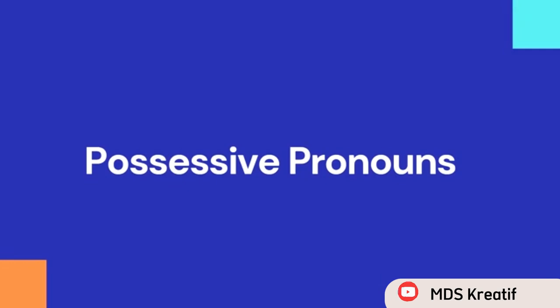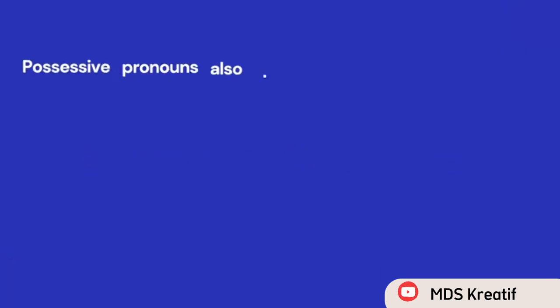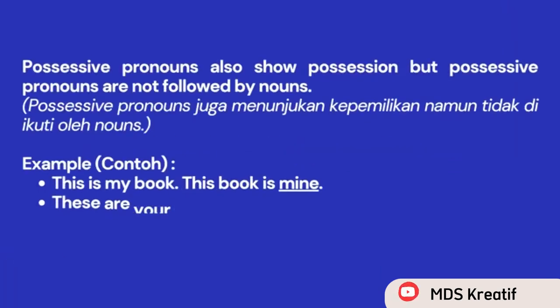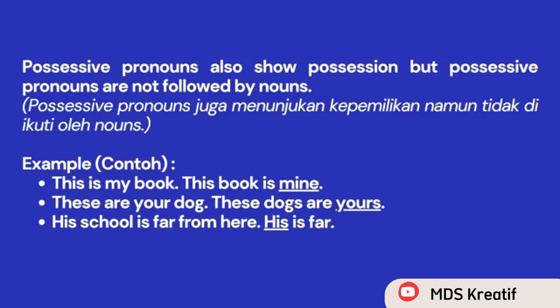Next, possessive pronouns. Possessive pronouns also show possession, but possessive pronouns are not followed by nouns. For example, this is my book. This book is mine. These are your dogs. These dogs are yours. His school is far from here. His is far.